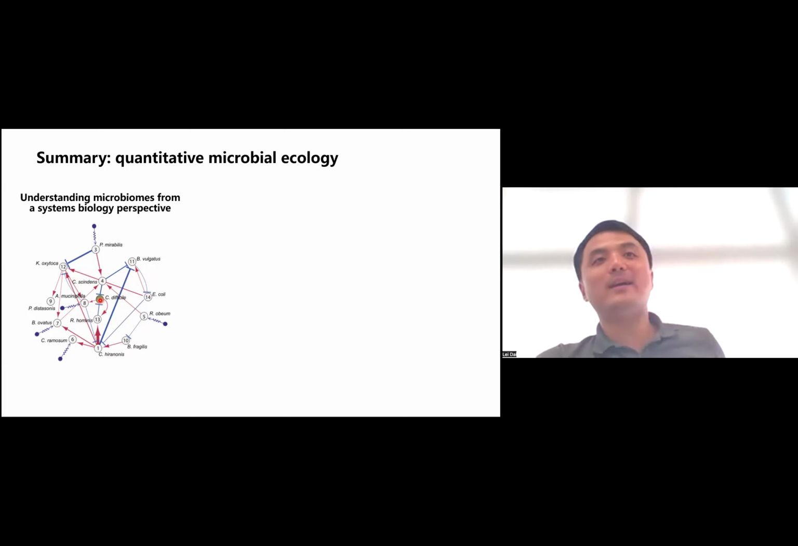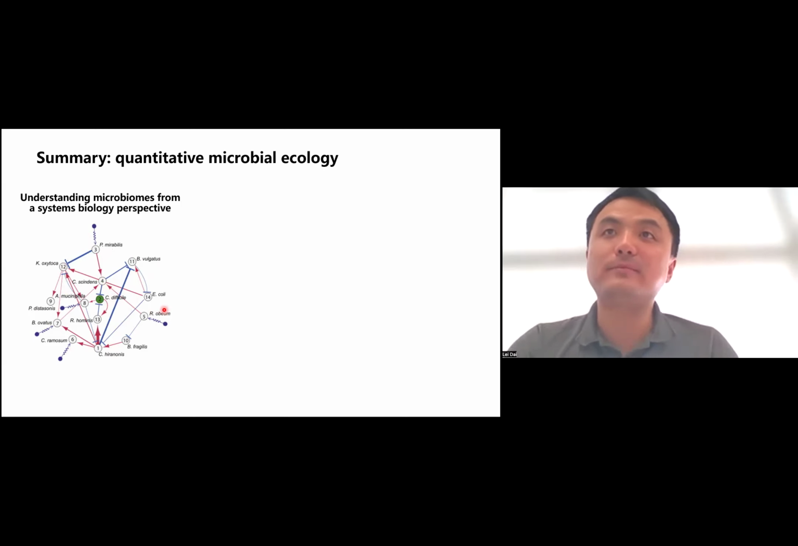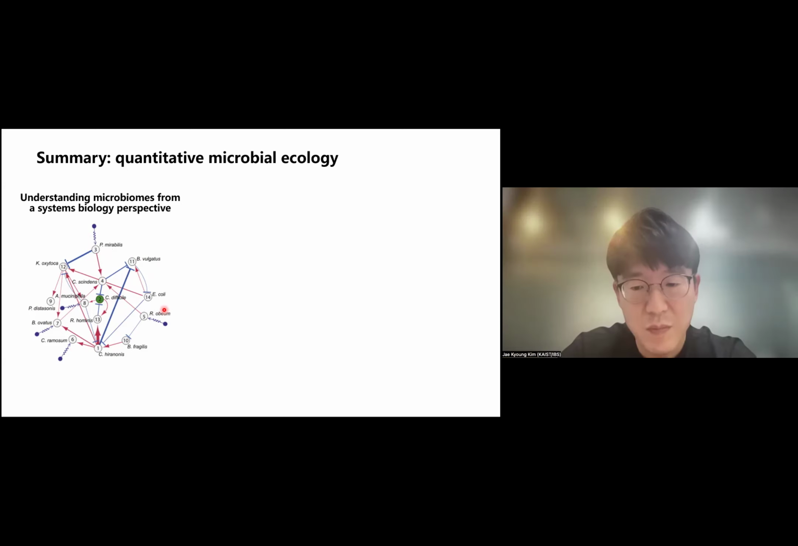I'm not sure if I convey this clearly, but I just want to tell you that I'm not trying to infer the interaction coefficients, but more like what this species is doing to the other species in the context of all other species. Yeah. Okay. Thank you. Any other question?